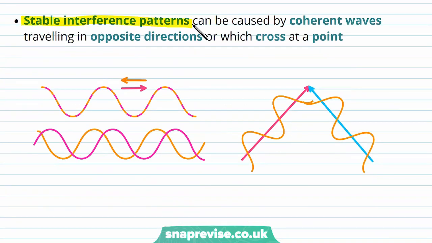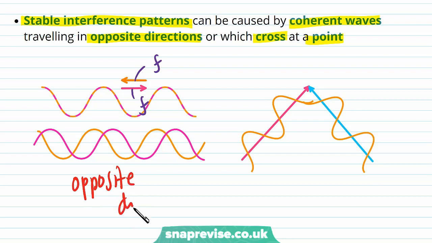Stable interference patterns can be caused by coherent waves travelling in opposite directions or which cross at a point. So for example, when we set up stationary waves, we usually have two progressive waves travelling in opposite directions, and that's what we've got here. And they've both got the same frequency and they're travelling in opposite directions. And we say that they're coherent.